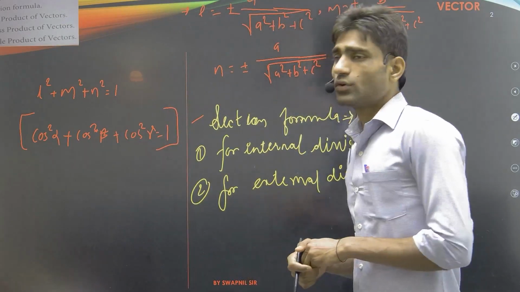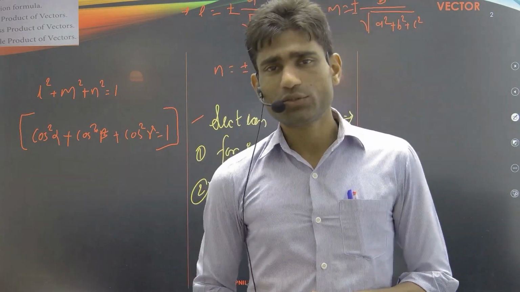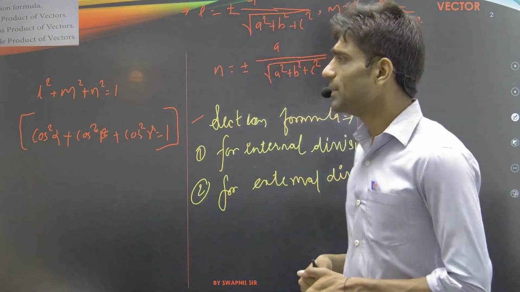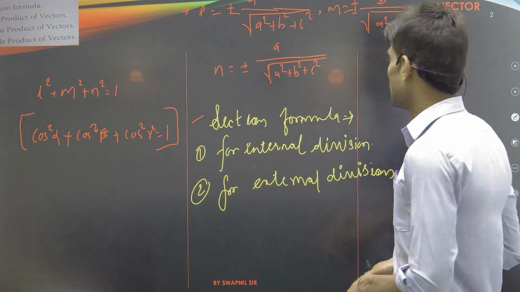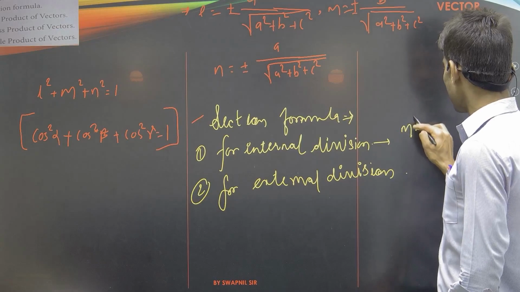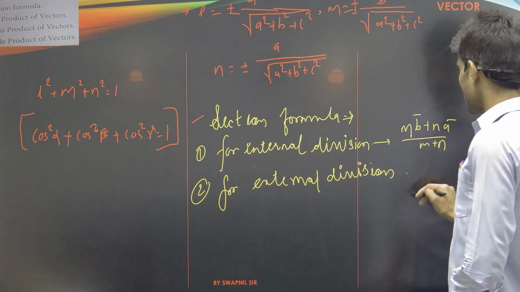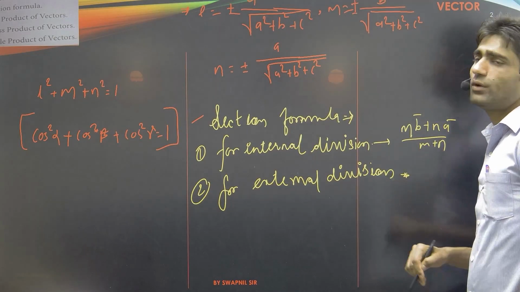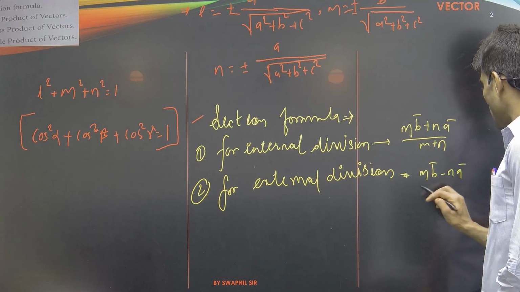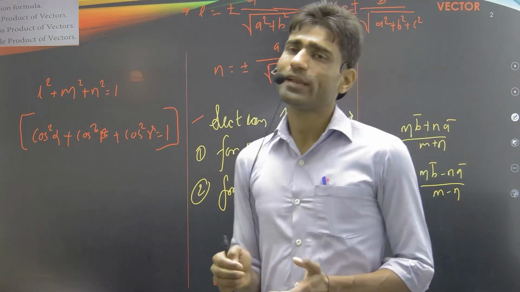Okay, so external division says that if we have ratio m to n and position vectors a bar and b bar, we write their section formula as m b bar minus n a bar upon m minus n. The section formula for internal division is m b bar plus n a bar upon m plus n. And the section formula for external division is m b bar minus n a bar upon m minus n.